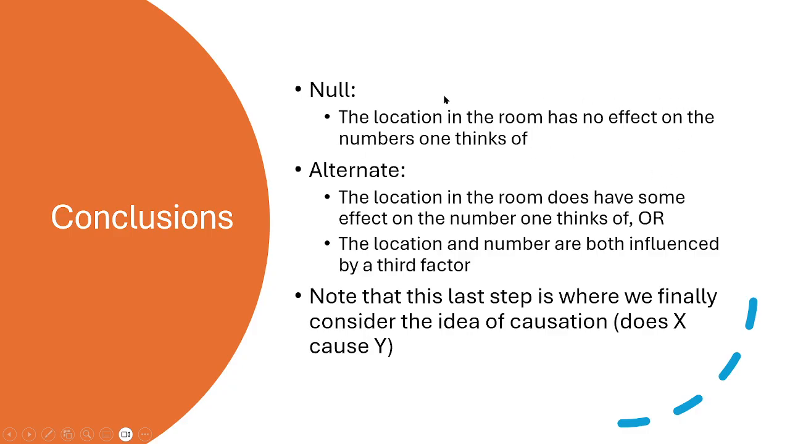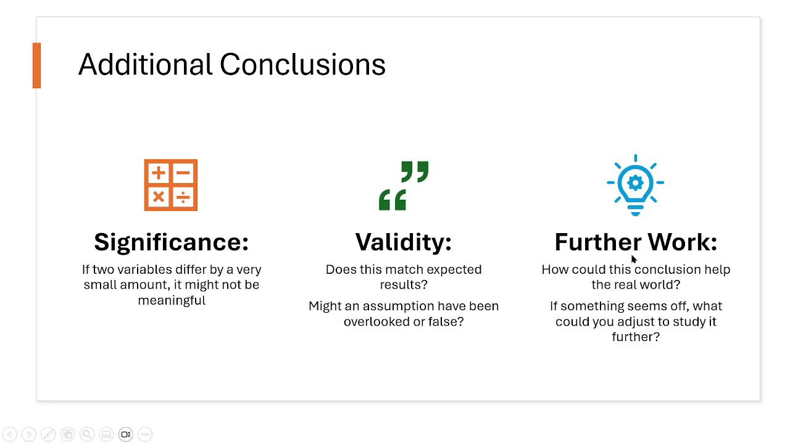So null, random chance, means no effect. It's not significant. It's just due to random chance. Alternate means there is an effect. Something must have influenced the window side or the door side for people to think of different numbers. Right? Null versus alternative possibilities of causation. I won't focus on that for now. I'll focus on the additional conclusions.